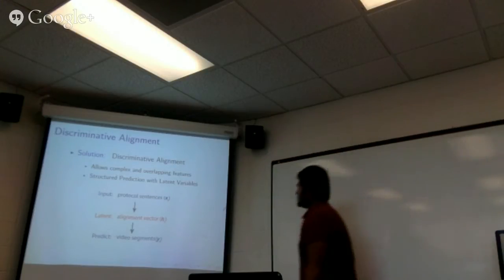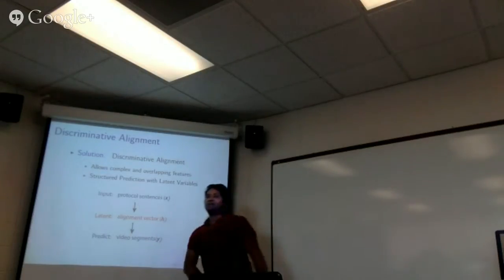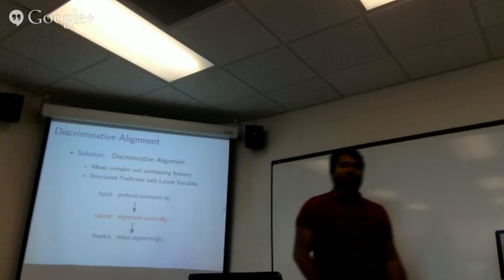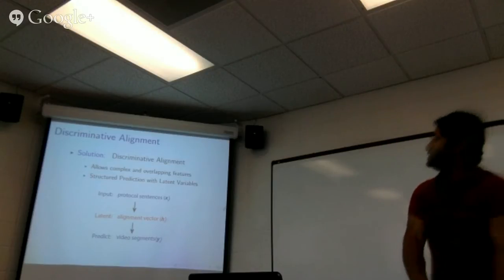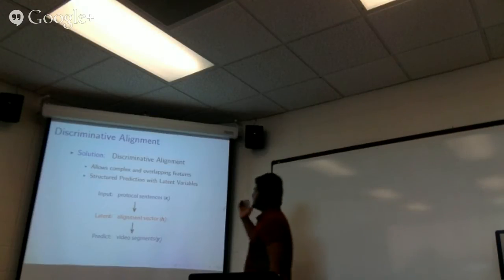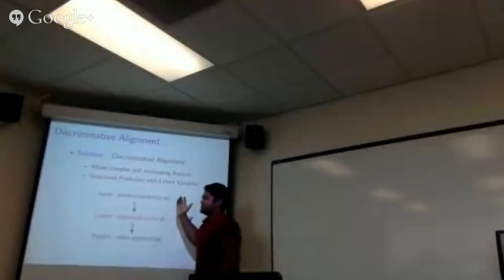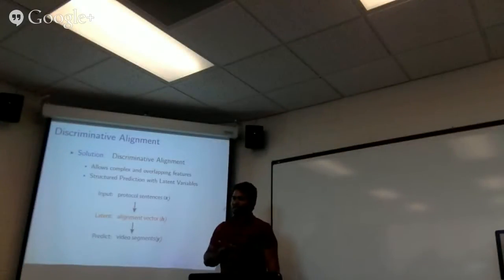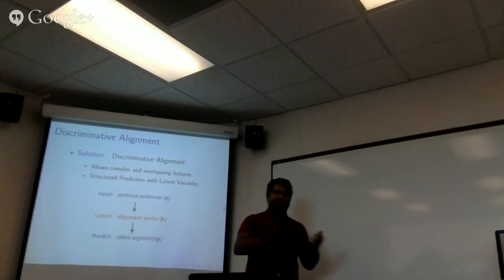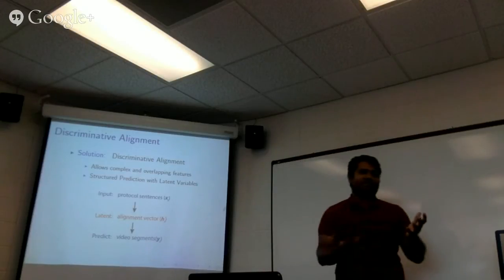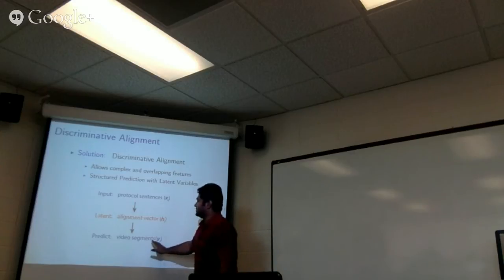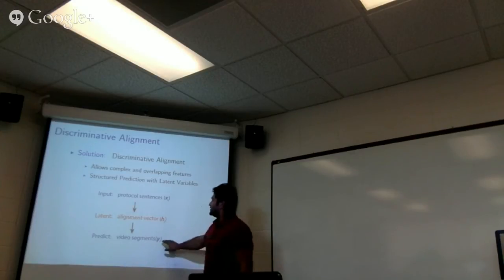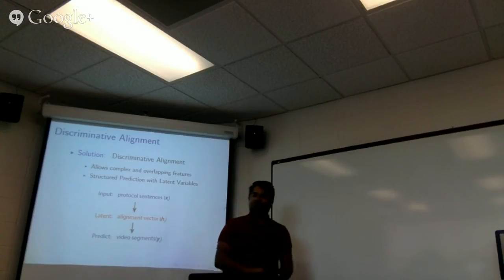So in discriminative models, it's easier to use lots of complex and overlapping features because it's a log linear model and the normalization is done globally. But in a discriminative model, the problem is always formulated as a prediction task. For example, in parts of speech tagging, given the sentence, we want to predict the parts of speech. In the same way, we formulate our problem as trying to predict the video segments from the protocol sentences.